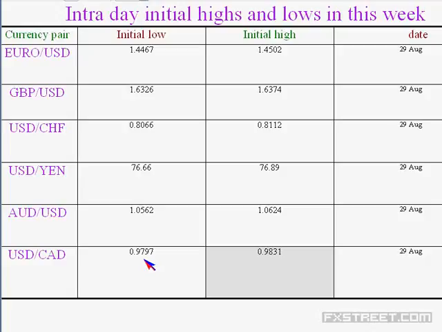Then with regard to the Canadian dollar, 0.9797 is the low. They formed a new low 0.9788, and the high is 0.9831, that is not breached. So in the case of the Australian dollar, they breached the high. In the case of the Canadian dollar, they breached the low. A typical USD weakening move is shown.